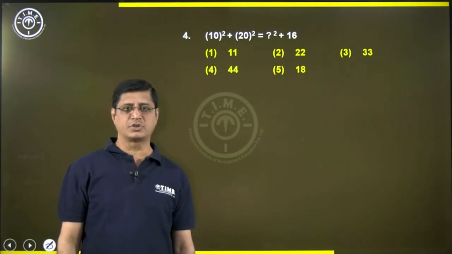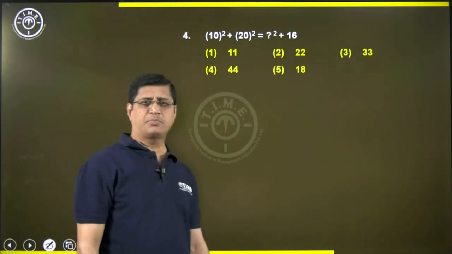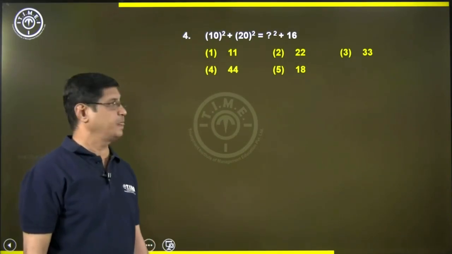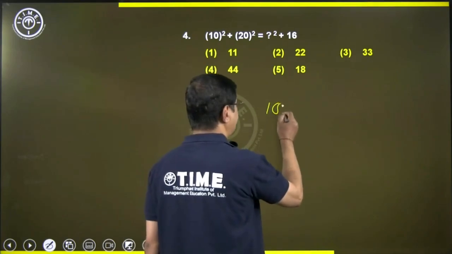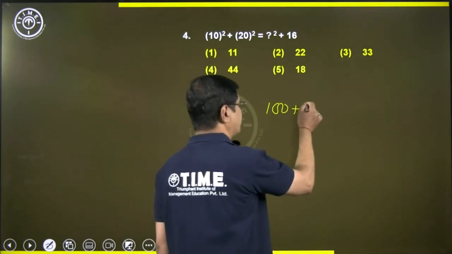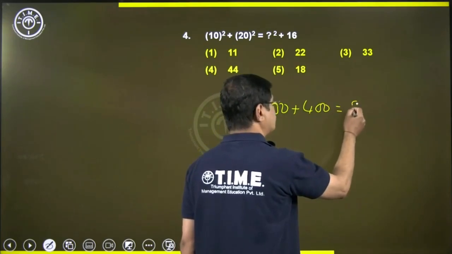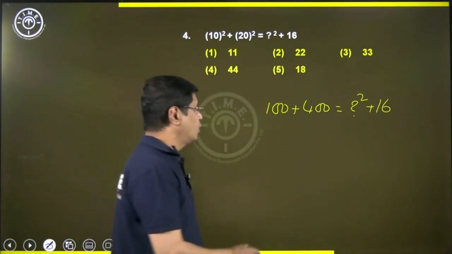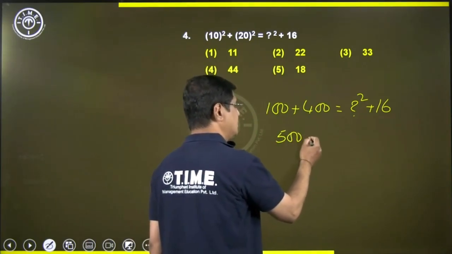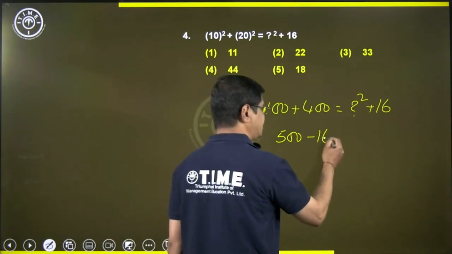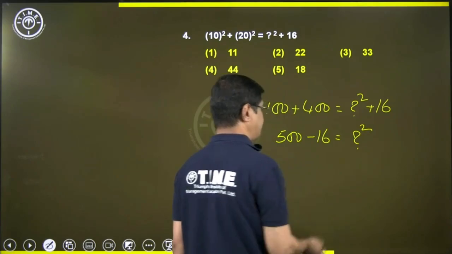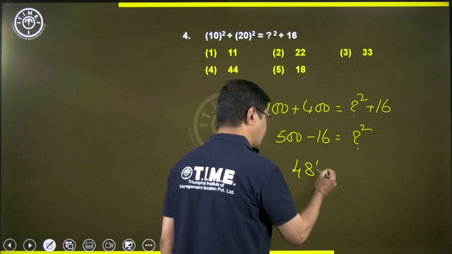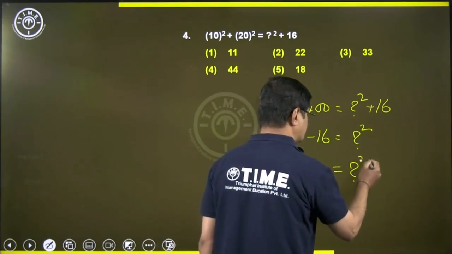Now next question on your screen. 10 square plus 20 square is equal to question mark square plus 16. 10 square is 100. 20 square is 400, which is equal to question mark square plus 16. 100 plus 400 is 500. Plus 16 taken to the other side becomes minus 16, which is equal to question mark square. Subtracting 16 from 500, the value is 484. So 484 is equal to question mark square.